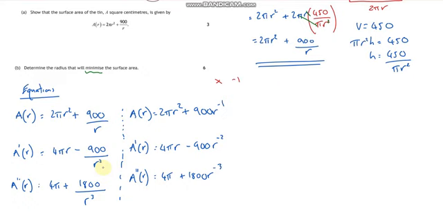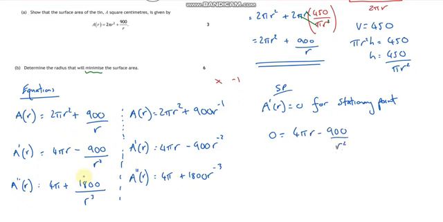So I'm going to write down my stationary point. First thing I would say is that A dash r will be equal to 0 for a stationary point, or for a turning point, or a stationary point. So just let your marker know what you're thinking. So let's take my function then. I'll say that 0 is equal to 4 pi r, take away 900 over r squared. Notice I've used this equation rather than this one. This is nice and friendly to rearrange.